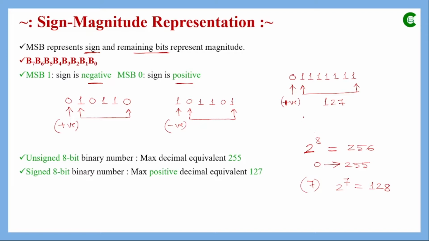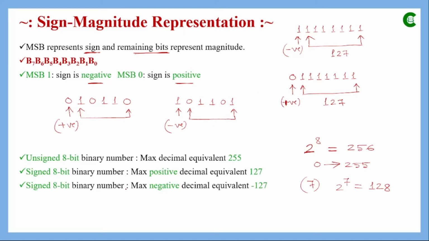Now suppose we take this example. Here also we have 8 bits. This is an 8-bit binary number, so the MSB will be reserved for the sign, and since this is 1, it represents that this signed binary number is a negative number. The remaining bits from 0 to 6 will again be used to represent the magnitude. Again we have all ones in all the 7 positions, so this represents 127. So basically this is the equivalent of minus 127 in the decimal number system.